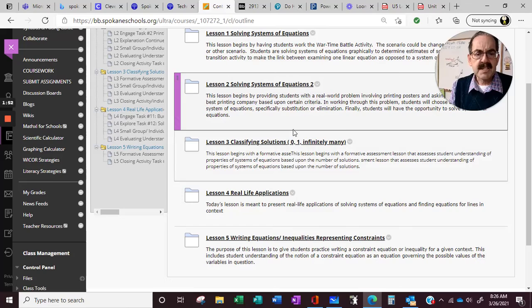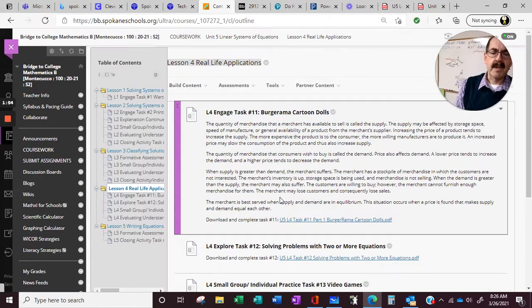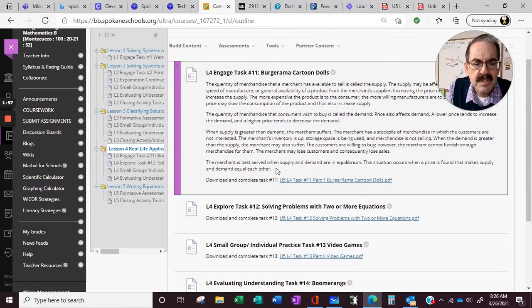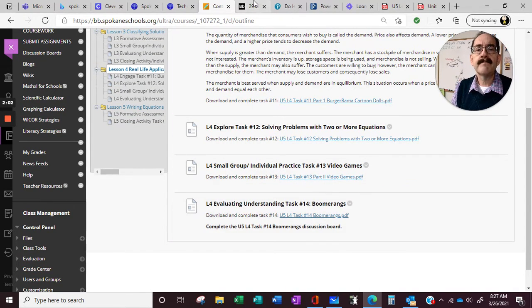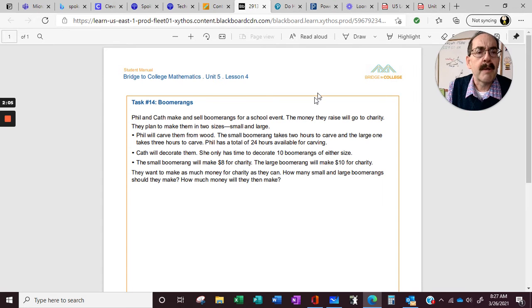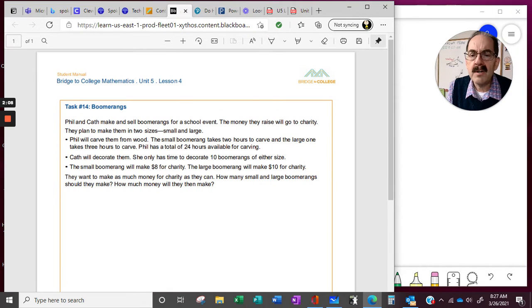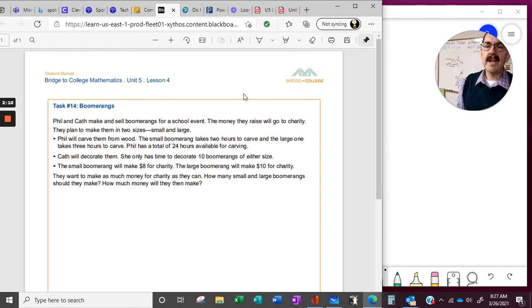Let's go into systems. I hovered up here the last couple of weeks. We'll go to real-life applications. We got burgers, cartoon dolls, equations, video games. Let's try boomerangs. In this boomerang problem, Phil and Kathy make boomerangs for a school event. The money they raise goes to charity. They plan to make them in 2 sizes, a small one and a large one. Phil carves them out of wood. The small boomerangs take 2 hours to carve, and the large ones take 3 hours. Phil has 24 hours available for carving.